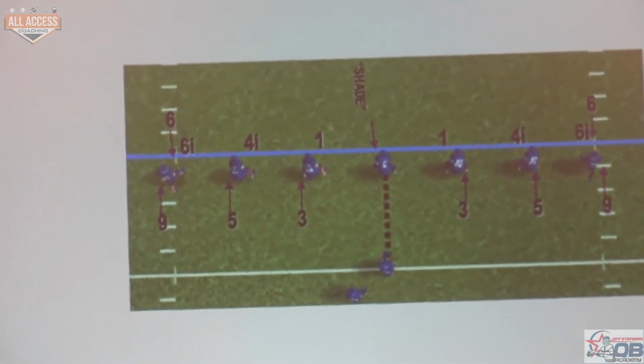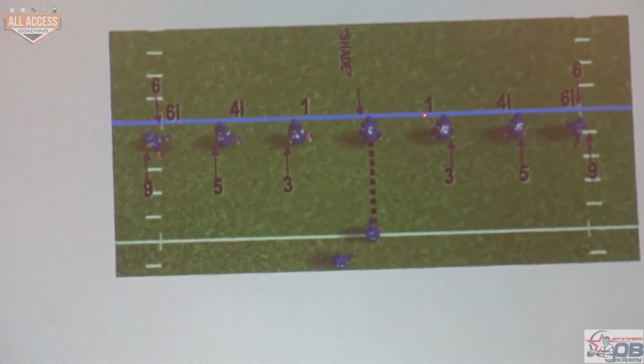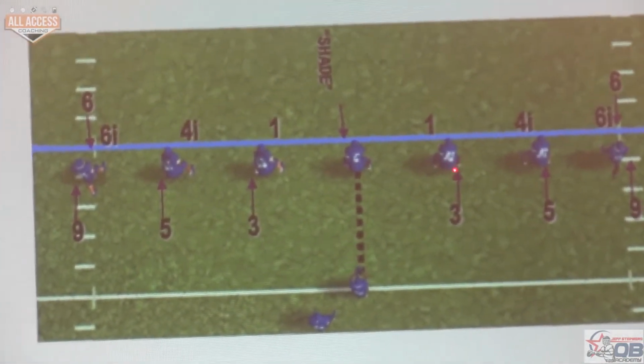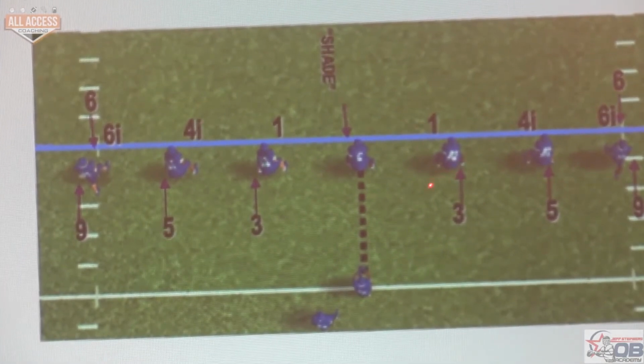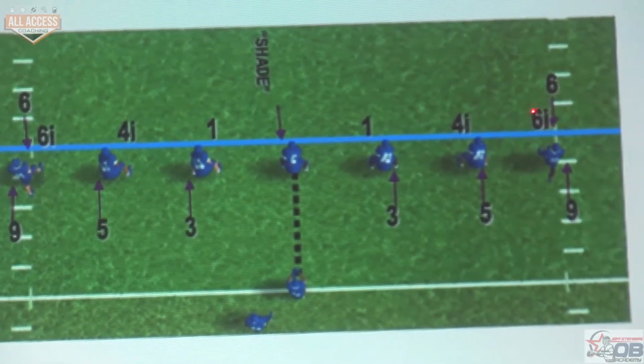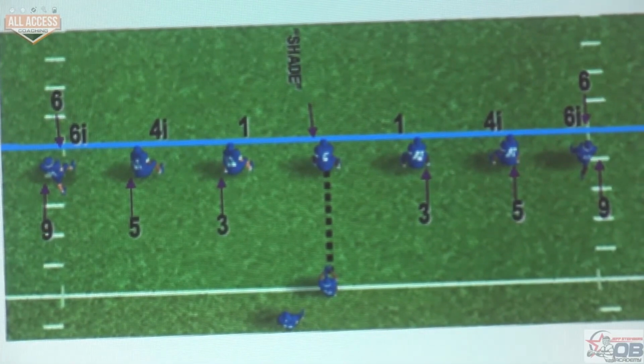Okay, if they line up on the inside shoulder of our guard, we call that a one shade. If it's the outside shoulder of the guard, we call it a three shade. If they're inside shade of the tackle, we call it a 4-eye. If he's outside shade of the tackle, we call it a 5. And then with the tight end or a tight slot, if he's inside shade, we would call it a 6-eye. If he's outside shade, it would be a 9.